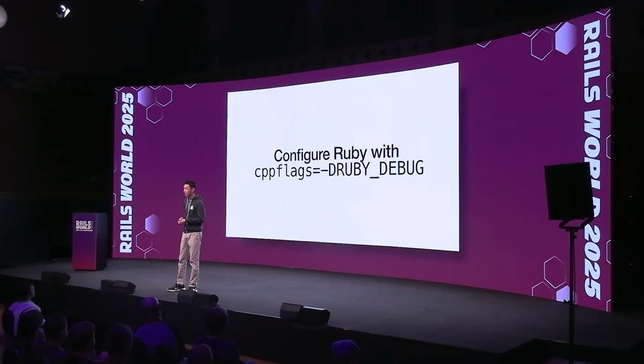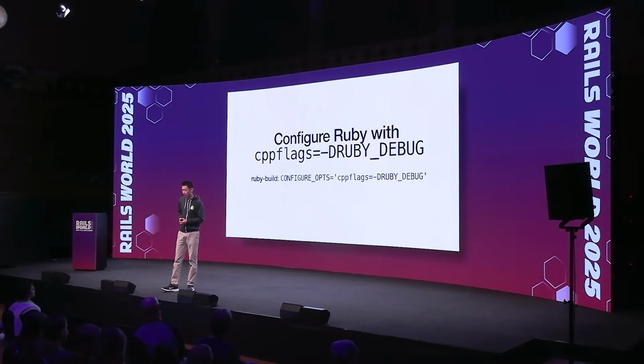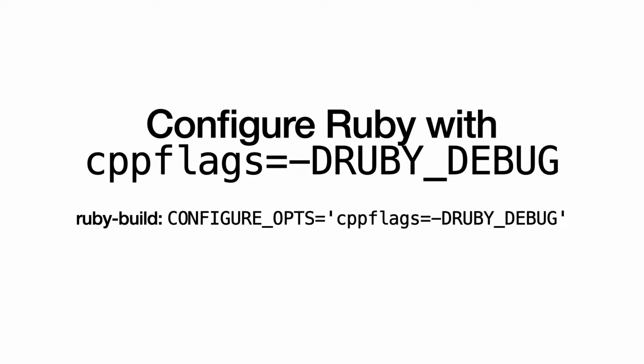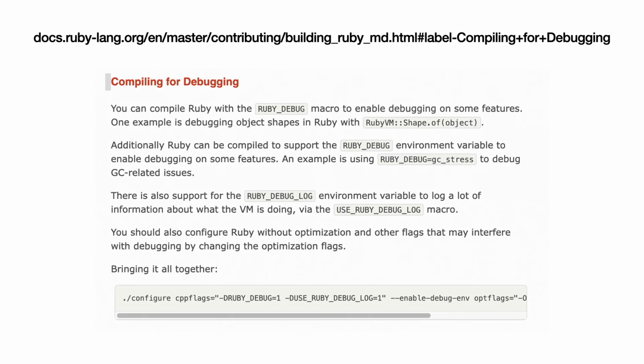In order to enable assertions, we have to compile Ruby differently by adding this RUBY_DEBUG to the CPP flags during the configuration step when we compile Ruby. So for Ruby build that ships with rbenv, you want to use the configure opts environment variable. And for ruby-install, add the CPP flags using a double dash at the end of the command. Compiling Ruby with assertions enabled is documented in the official Ruby contributing guides.